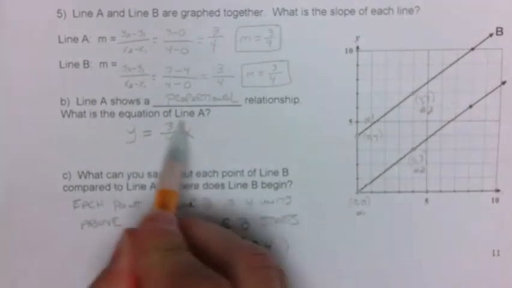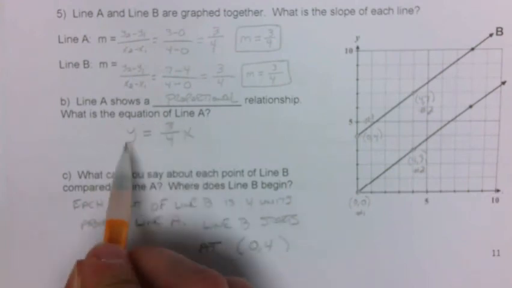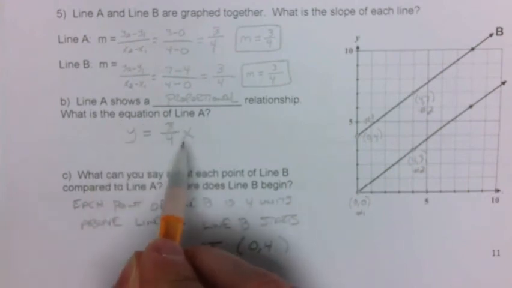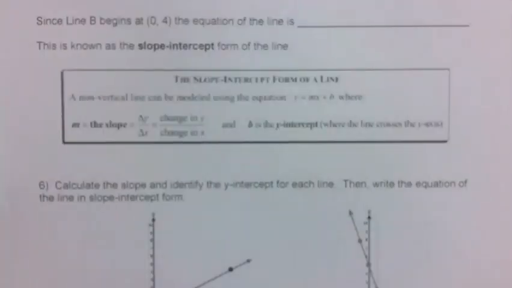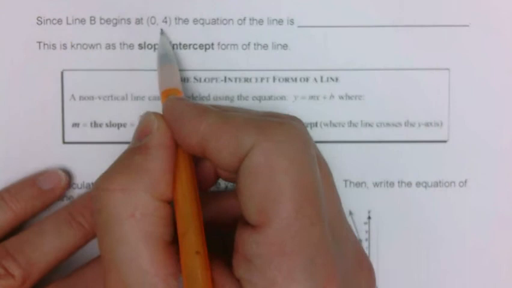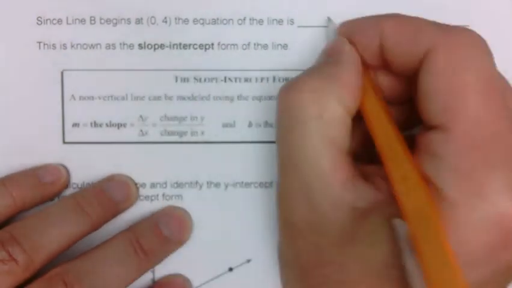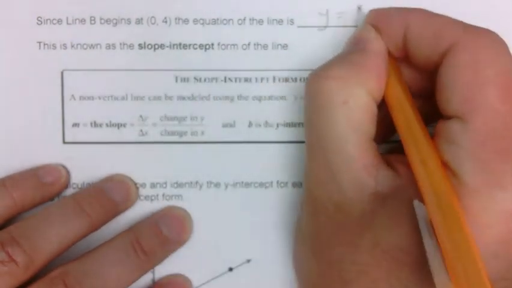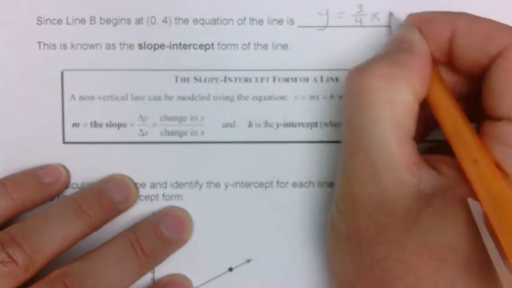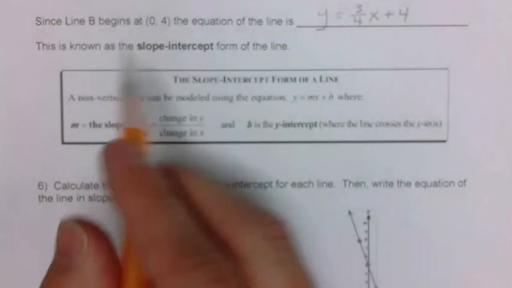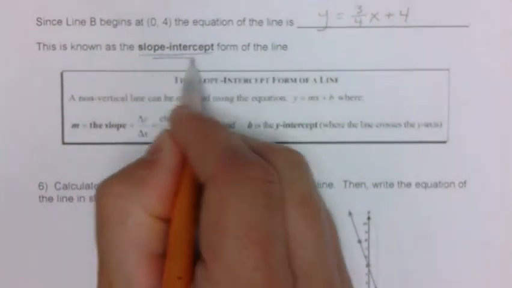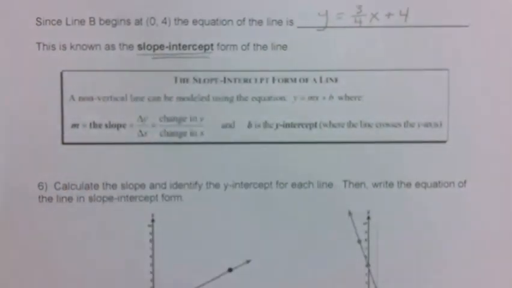That means I'm going to have the same equation set up, y equals 3/4 x, and then I'm just going to have to add 4. Since line B starts at (0, 4), the equation of line B is y equals 3/4 x plus 4. This is known as the slope-intercept form of a line, and that's what we're going to discuss here in the box.